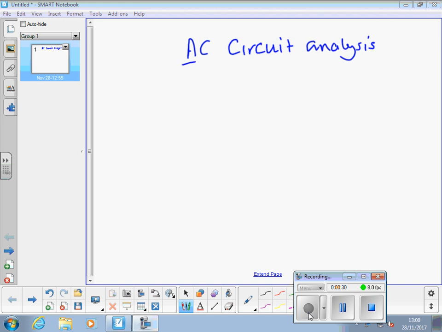So, AC circuit analysis. We're going to be popping back to go over some of the ground we covered in the electrical half of science two years ago, not last year, the year before. Okay, so perhaps building on that a little bit. So we're going to be looking at complex number arithmetic this week.